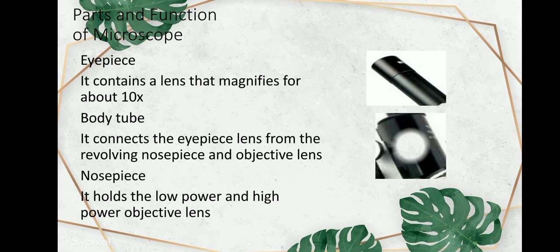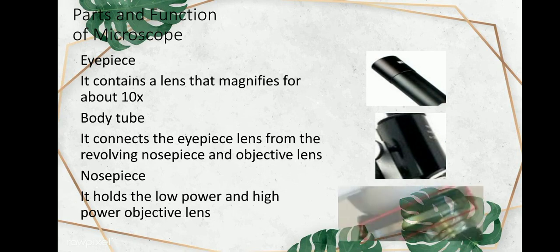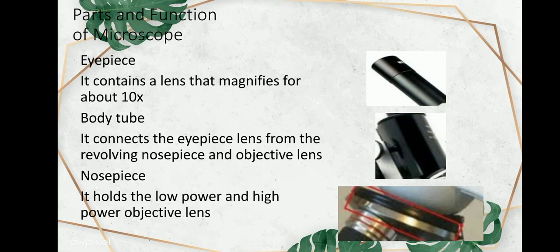Body tube. It connects the eyepiece lens to the revolving nosepiece and objective lenses. Nosepiece. It holds the low power and high power objective lens. The revolving nosepiece turns to allow the lenses to be in viewing position.